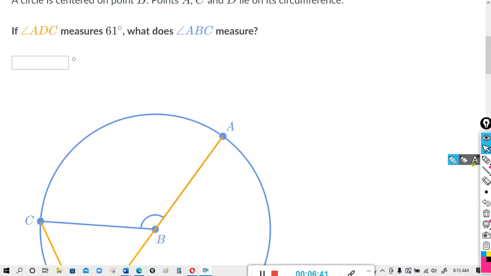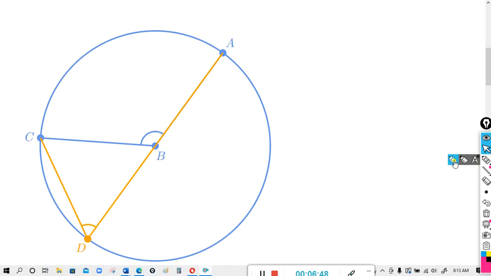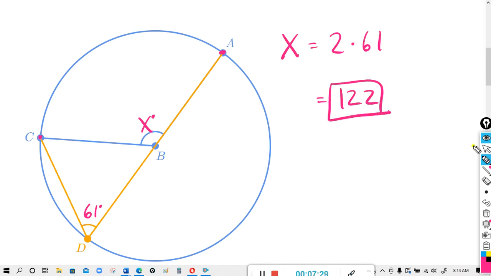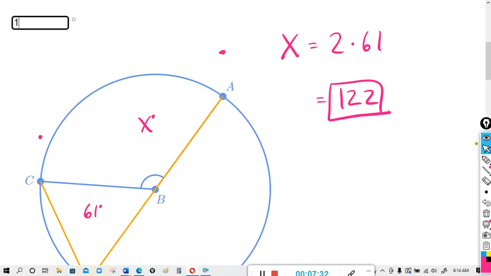Last one. ADC measures 61, and they want us to find ABC. Let's label ADC as 61. So this is 61. They want us to find ABC, so let's label that as X. Since D is the vertex, it's on the circle. This one's the inscribed angle, and this one is the central angle. They both intercept the same 2 points. The central angle is 2 times as much as the inscribed angle. So X is just going to be 2 times 61, which of course is 122. So you just click inside the box and type 122.